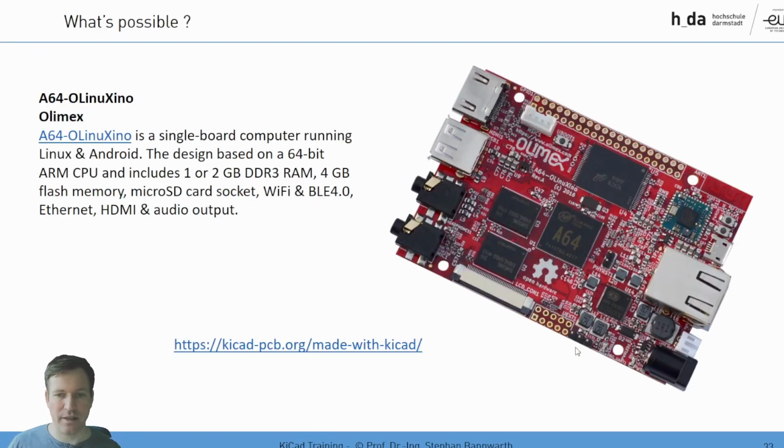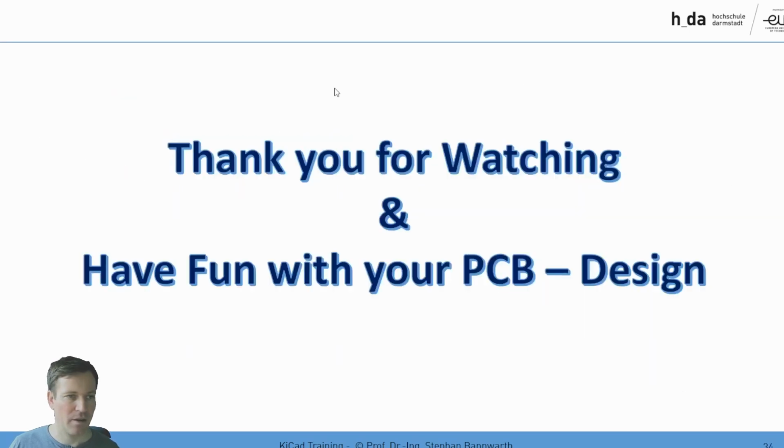What's possible? You see here a nice single board computer. It runs Linux and Android. The design is based on a 64-bit ARM CPU, includes 1 or 2 GB DDR RAM, 4 GB flash memory, micro SD card socket, Wi-Fi, Bluetooth Low Energy 4.0, Ethernet, HDMI, audio and video. So this is a really advanced board, and all this can be done with KiCad. And I think this is quite amazing, and you see what power this layout tool is bringing with you.